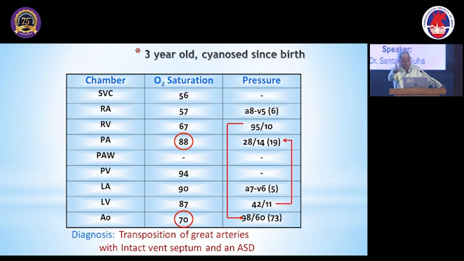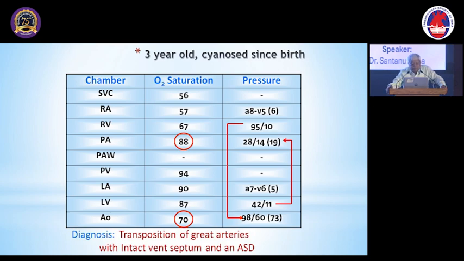If the VSD becomes restrictive, you know how the VSD can be restrictive in a case of Fallot. The prototype, you say, is accessory tricuspid valve tissue. Got the point? This is a TOF with a restrictive VSD.